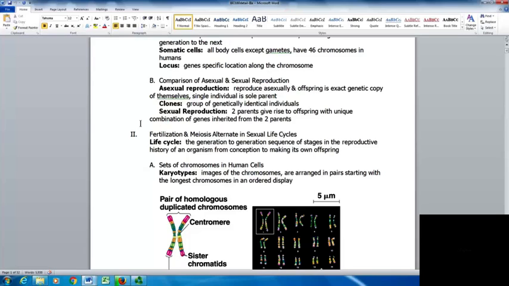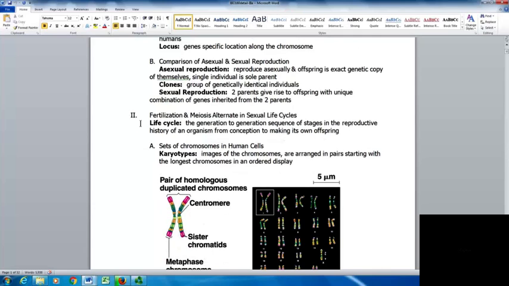So when we look at the life cycle, it's the time from generation to generation. The sequence of stages in the reproductive history of an organism from conception to making their own offspring.